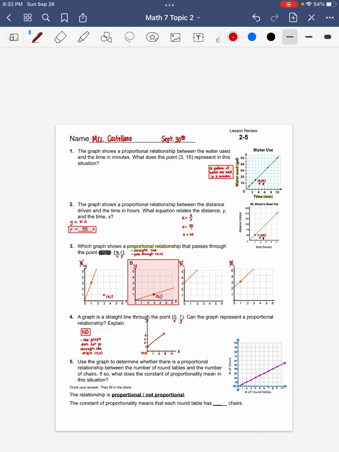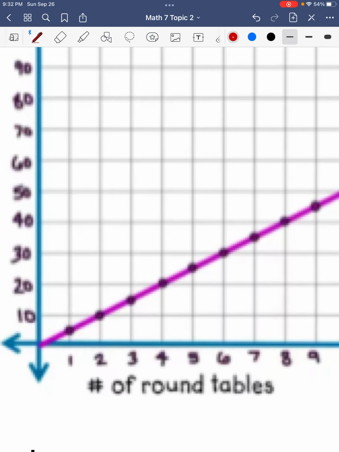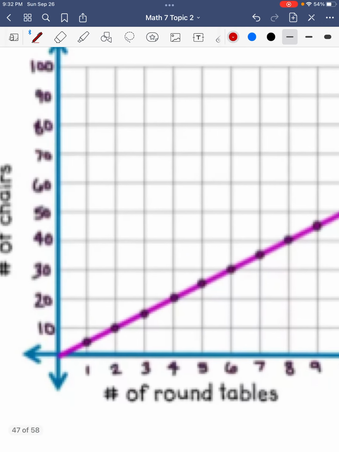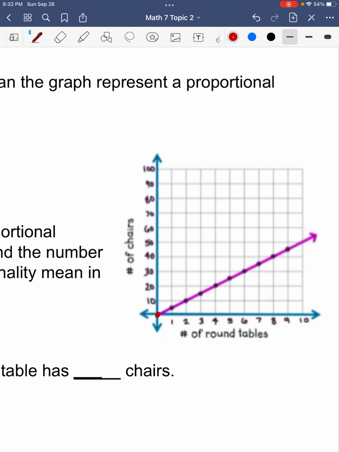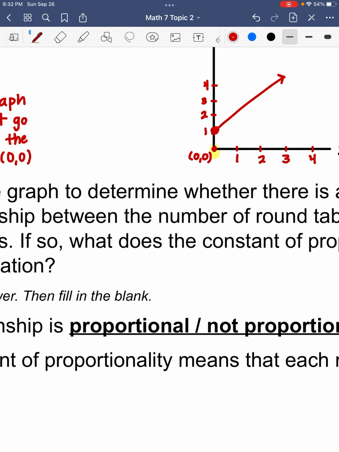Okay, moving on to number 5. Use the graph to determine whether there's a proportional relationship between the number of round tables and the number of chairs. If so, what does the constant of proportionality mean in this situation? First of all, we need to determine if this is a proportional relationship. I see that my graph is a straight line and it starts right there at (0, 0). So yes, this is a proportional relationship.